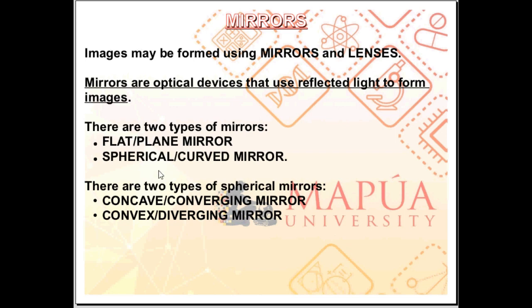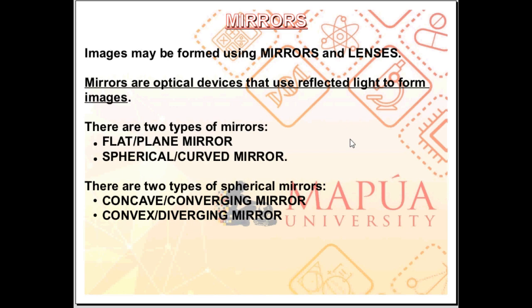For curved or spherical mirrors, we have two types that we need to consider. We have the concave mirror, also known as the converging mirror, and the convex mirror, also known as the diverging mirror. And we'll take a look at each one of these: the plane mirror, concave mirror, and convex mirror.